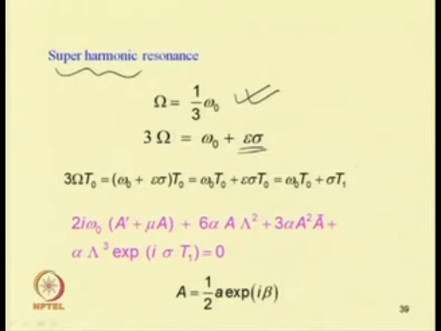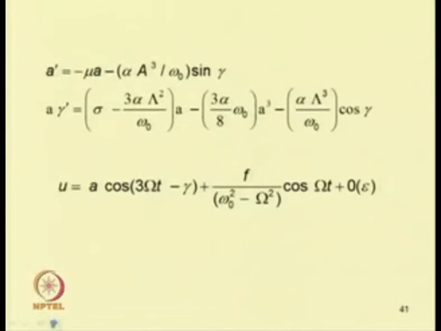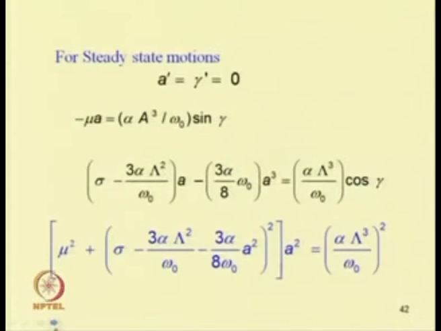Now, eliminating the secular term for this resonance condition, we can have a set of reduced equations. For the steady state solution, as the steady state is not a function of time, the time derivative terms would not be present in the system. So by putting a dash equal to 0 and beta dash equal to 0, we will have a set of equations. These are the equations.